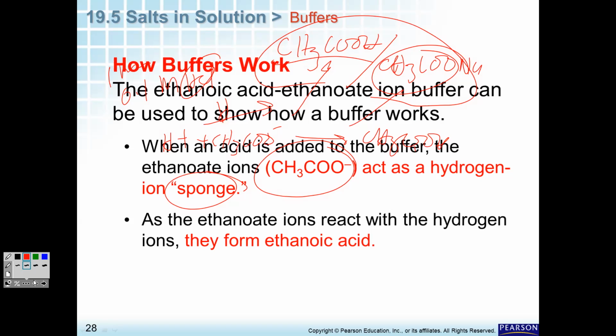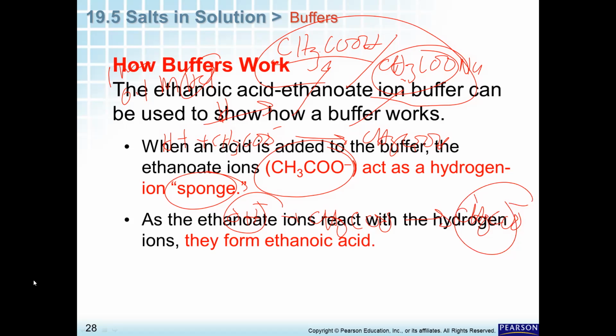What about if I add a base? If I add OH minus, will it react with this one again or with the acid itself? It will react with the acid itself, the weak acid. The OH minus that I added with the weak acid will produce ethanoate. The ethanoate is already there, and of course the ethanoate is a conjugate base, but that conjugate base is very weak, so again it will not change the pH.